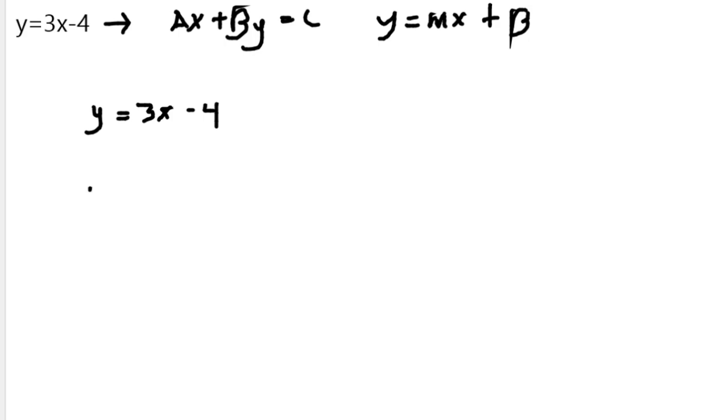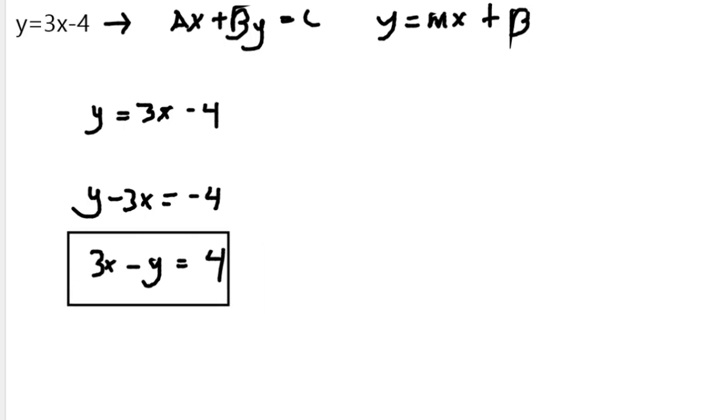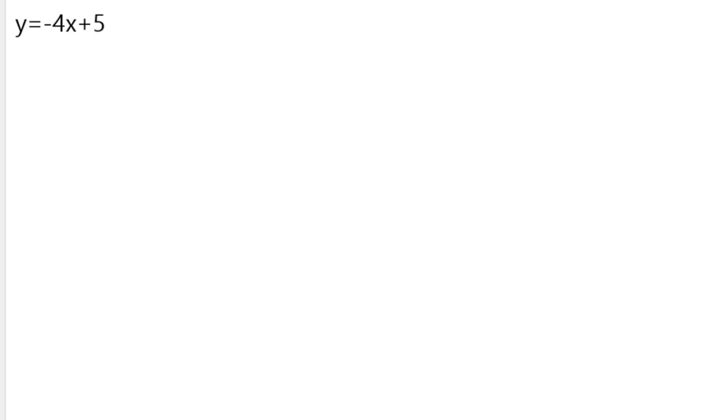What we can do is just copy the form ax plus by equals c. We're going to put the x and y terms on the left side and leave a constant on the right side. So this is 3x minus y equals 4. This is the standard form of this linear function. Now let's try this again.